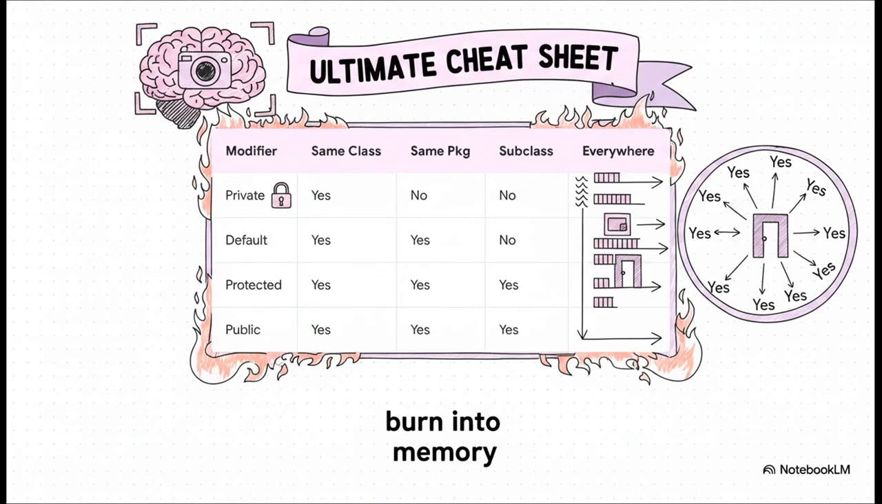Okay, I want you to take a mental screenshot of this matrix right here. This access level breakdown is literally the ultimate cheat sheet for your finals. Think about how the access scales up. Private is only the same class. Default adds the same package. Protected adds subclasses into the mix. And public just says a big yes to everywhere. Seriously, burn this into your memory.